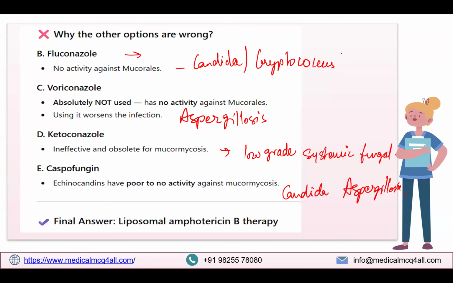And one more thing that I have not mentioned here: if it is a dermatophyte, or you can say a skin fungal infection, what will be the drug of choice? This is the hint for you. Which is this antifungal? Terbinafine. So terbinafine can be used for your dermatophytic type of infection. Clear?